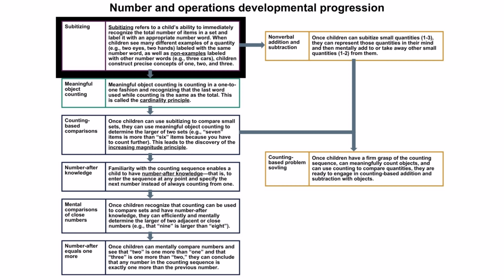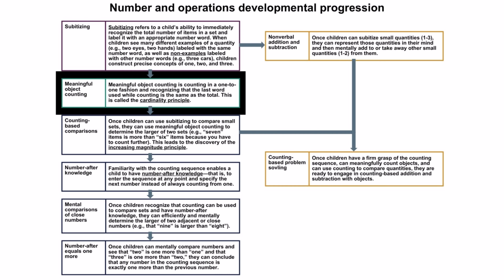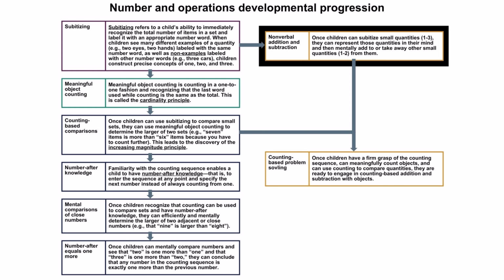Let's take a closer look at the number and operations progression as it relates to subitizing. You'll see that a child's ability to instantly label a small collection without counting is the foundation for later and more complex early math skills. For example, children who can subitize small sets up to 3 are better prepared to engage in one-to-one counting activities. Moreover, children who can subitize small quantities are also ready to represent those quantities in their mind and mentally operate on them. That is, to add to or take away from the initial quantity. You'll learn more about this in Module 4.